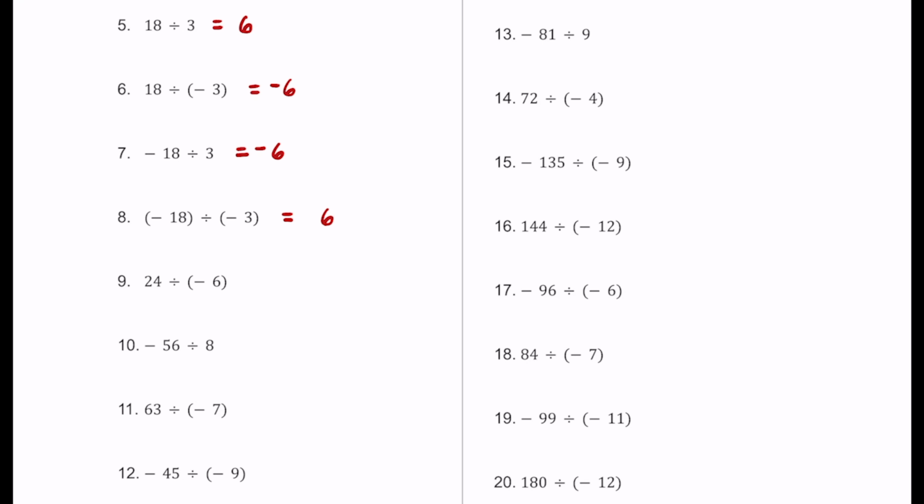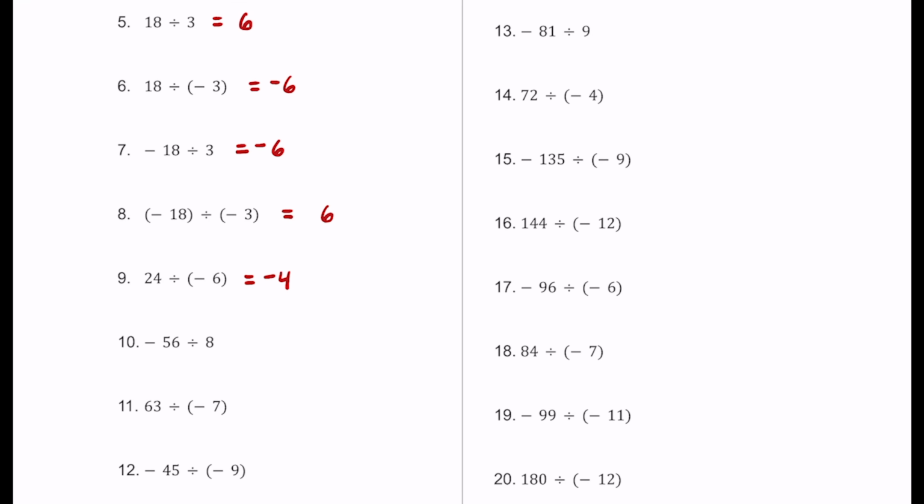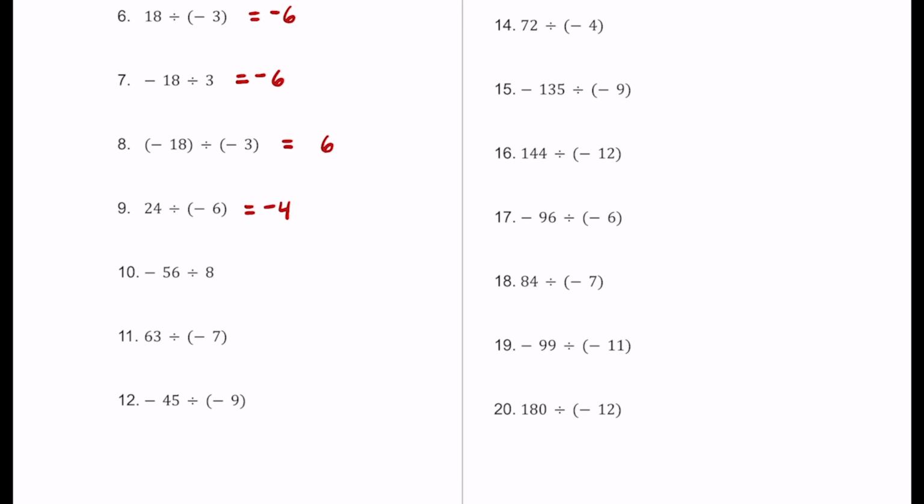For number 9, we have 24 divided by negative 6. Well, 24 divided by 6 is 4, and we have one opposite symbol, so the answer is the opposite of 4, or negative 4. For number 10, we have negative 56 divided by 8. Well, 56 divided by 8 is equal to 7, so the opposite of 56, or negative 56 divided by 8, will be the opposite of 7, or negative 7.